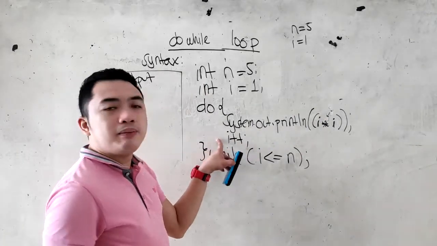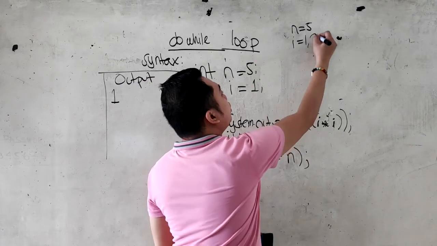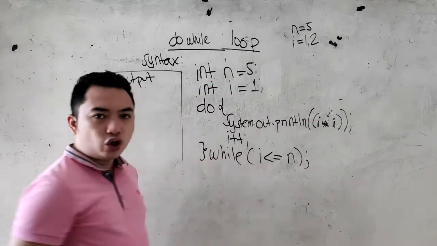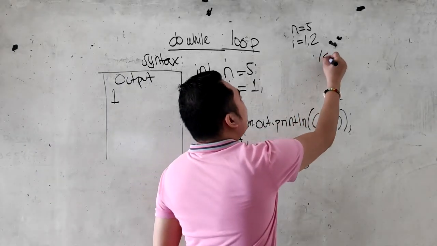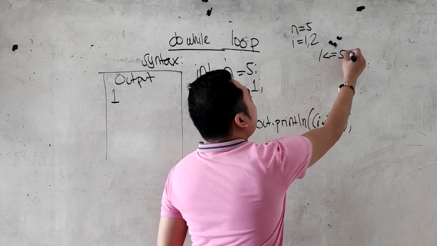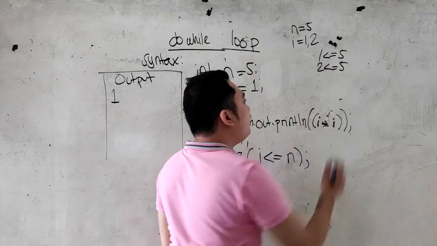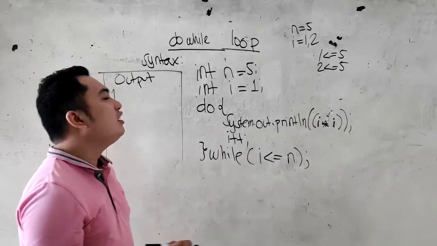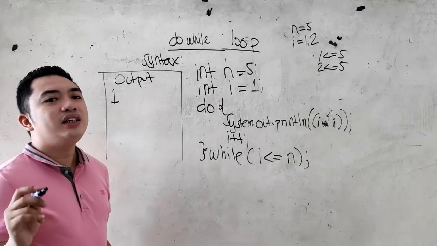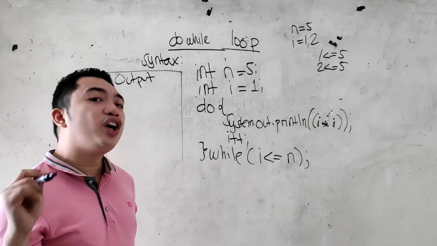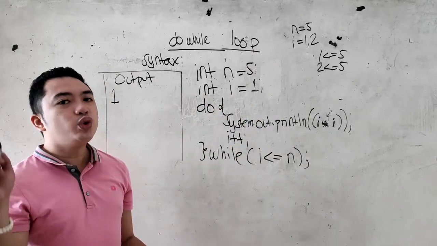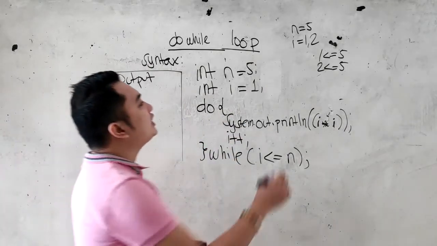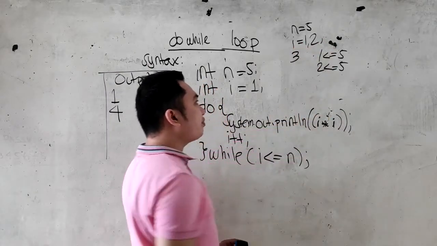And then increment i, so i will become 2. 1 plus 1 is 2. So it will proceed to the condition. 2 is less than 5, so that is true. So it will execute the statements again. System.out.println i times i, where our current value of i is 2. So 2 times 2 is 4, and it will be printed. And then i plus plus, which is 3.